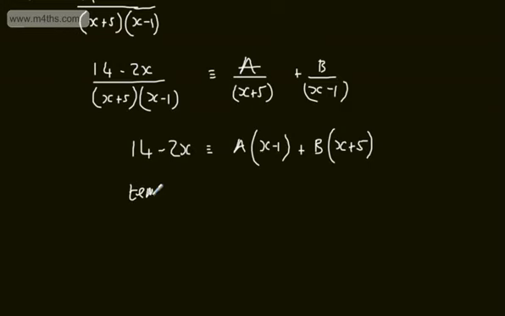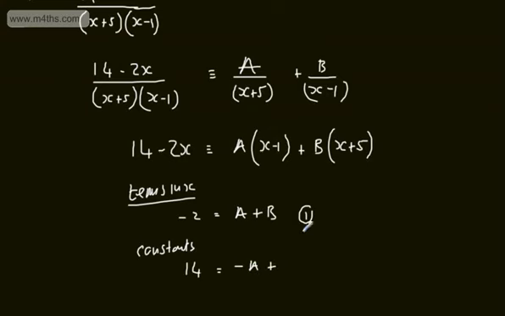Okay, let's now consider terms in x. On the left hand side, minus 2, and that will be equal to a plus b. I'll call that equation 1. If we look now at the constants, on the left hand side, 14 will be equal to minus a plus 5b. So that becomes equation 2.